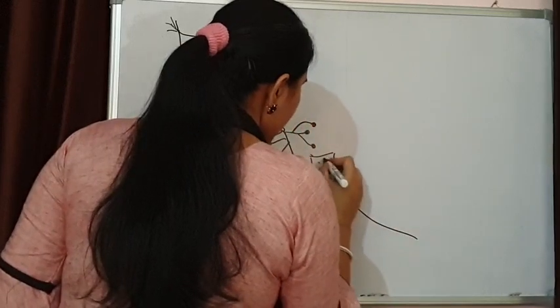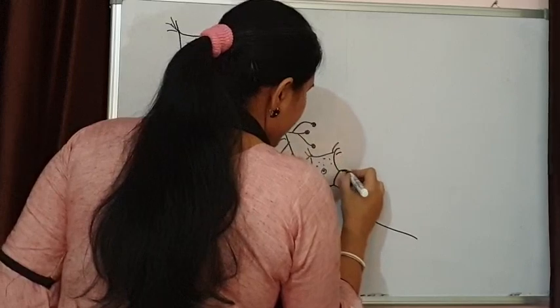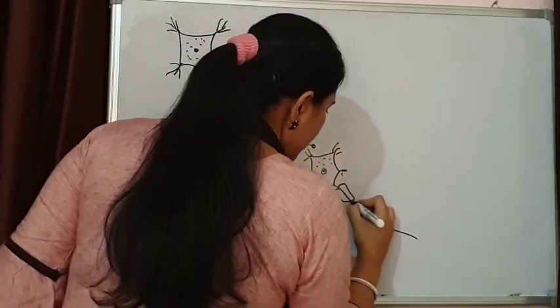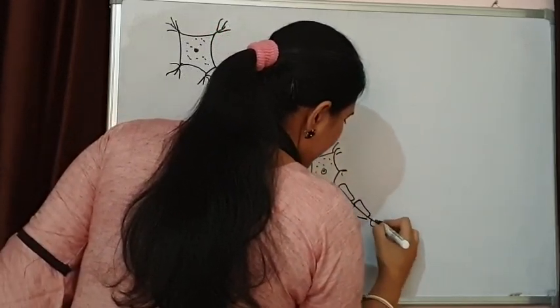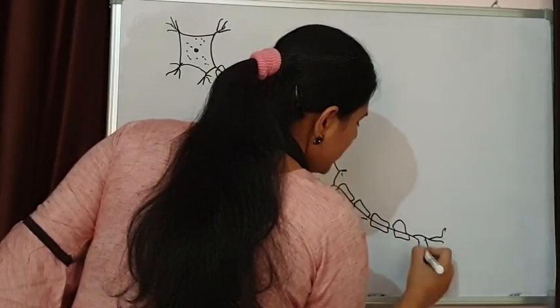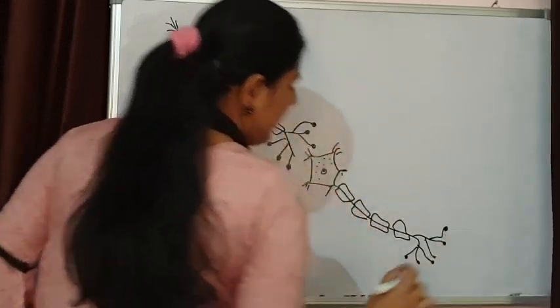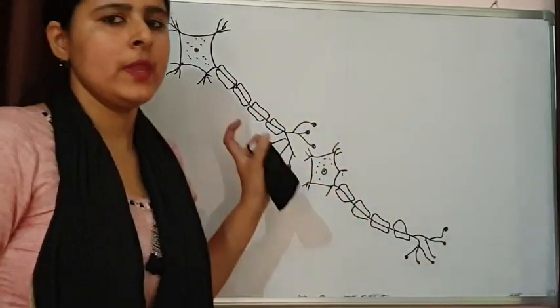and again it has all the parts: the dendrite part, the axonal part, and the axonal terminal. I am just drawing two neurons for your understanding. Here also axonal knobs are present. So I have drawn two neurons.